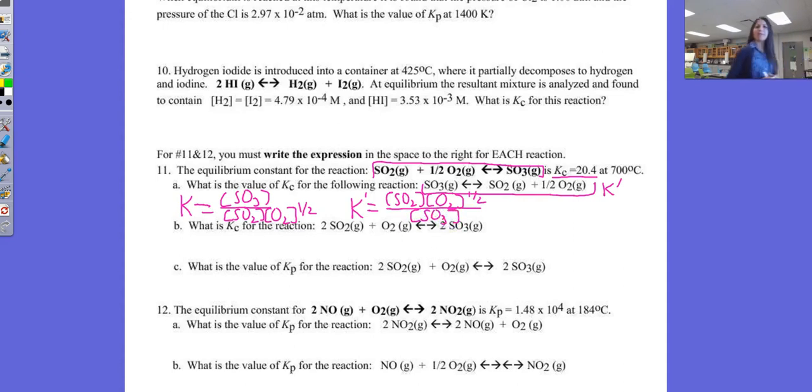Well, what happened? What's the difference mathematically between these? Are you thinking that it's the inverse? So inverse means 1 over, which means K prime should specifically be 1/20.4. And so you can actually calculate what that answer would be. So 1 divided by 20.4, and I get 0.0490 if I'm using 3 sig figs.